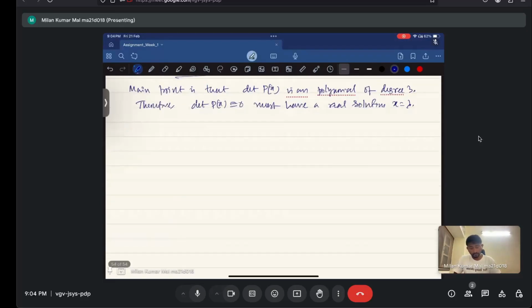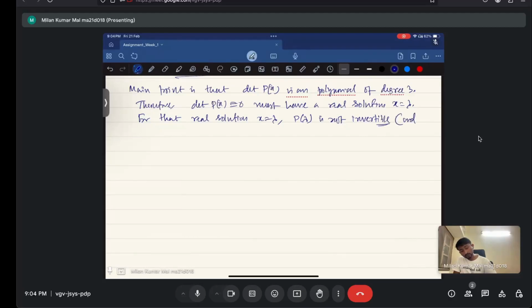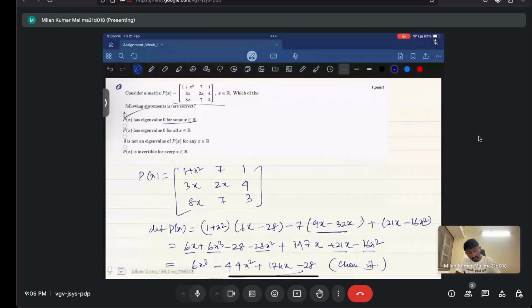So for that real solution x is equals to lambda, p lambda is not invertible and 0 is an eigenvalue of the matrix p lambda. Okay, so what are the options here? First of all, p has an eigenvalue 0 for some x belongs to R. That's true for some x belongs to R. So therefore option A is correct.